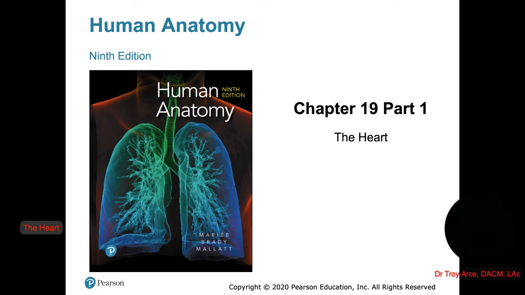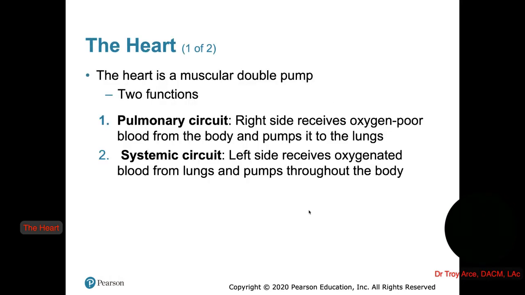With the heart, very important, in Chinese medicine, this is involving the Shen. Today we'll be discussing the biomedical aspect of the heart, which involves a systemic system and also a circulation system. The pulmonary circuit is the right side, receives oxygen-poor blood from the body and pumps it into the lungs, where the systemic circuit, the left side, receives oxygen from the lungs and then pumps it throughout the body.